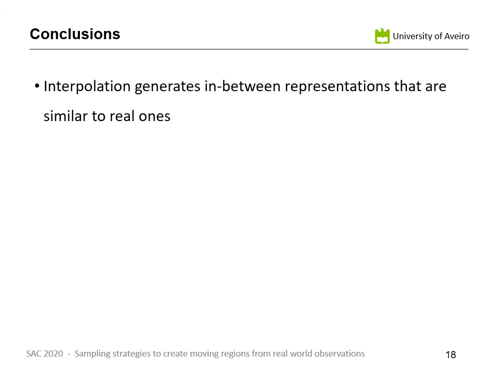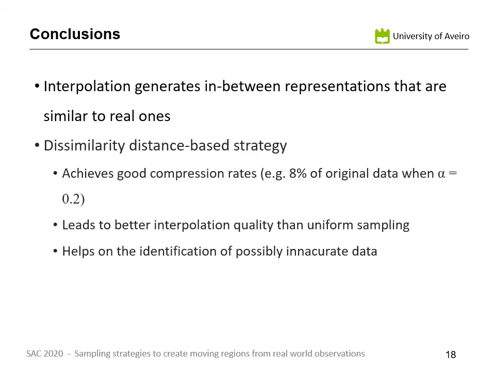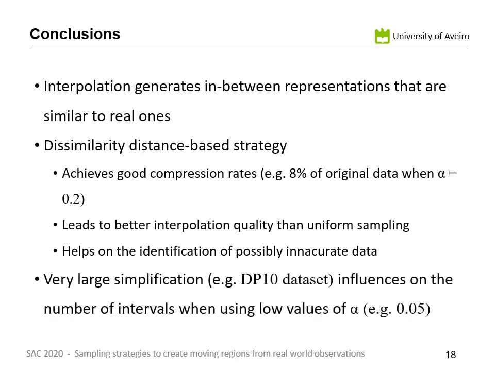The interpolation algorithm generates in-between representations that are similar to real ones. Our similarity-based strategy achieves good compression rates, leads to good interpolation results, and helps on the identification of possible outliers. We showed that the simplification level may influence the number of selected observations if we use low values for the maximum distance allowed, but it becomes irrelevant when the maximum distance allowed increases.